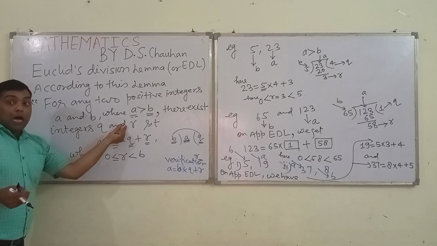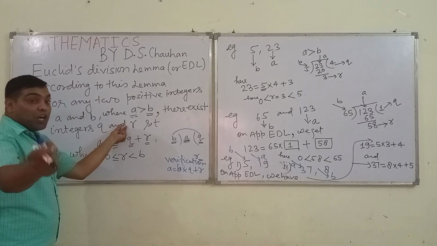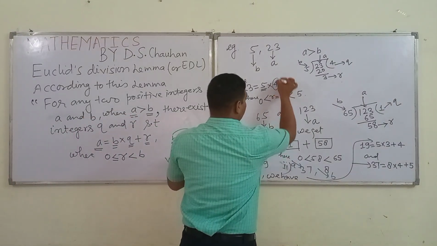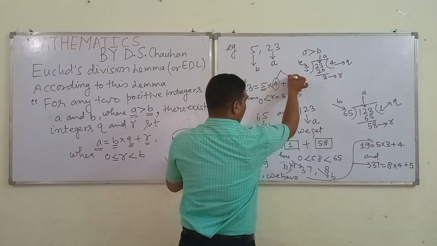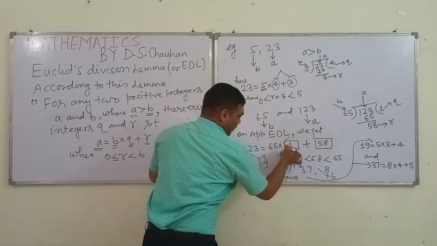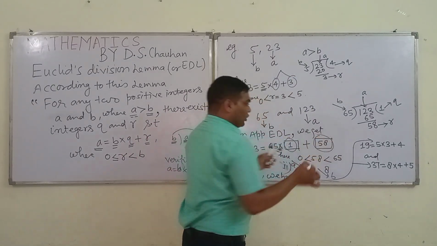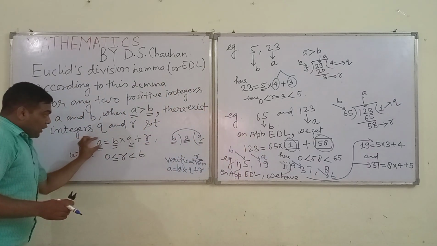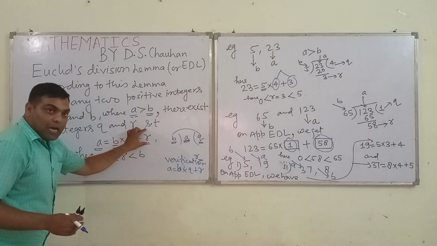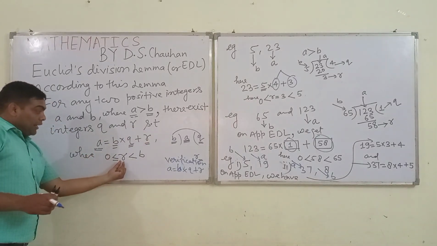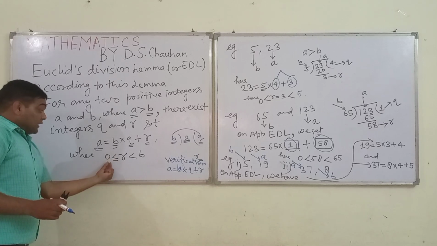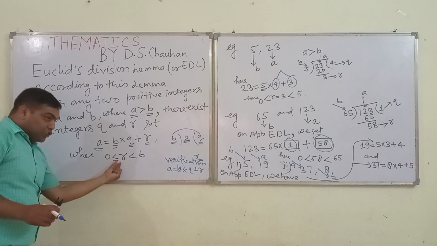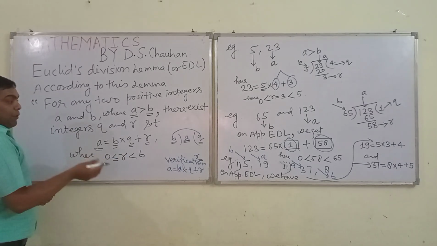There exist integers Q and R which are also positive integers. Students, you can look at them here. This is Q and this is R. Both are positive integers such that A equals B into Q plus R, where the range of R is lying between 0 and B, including 0.